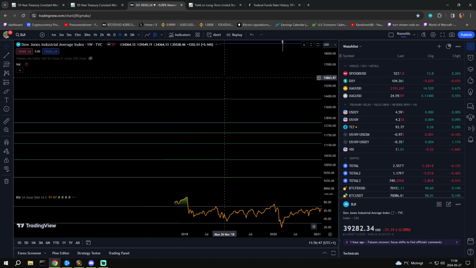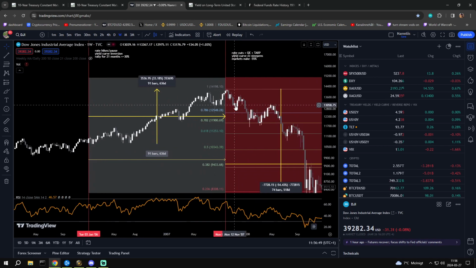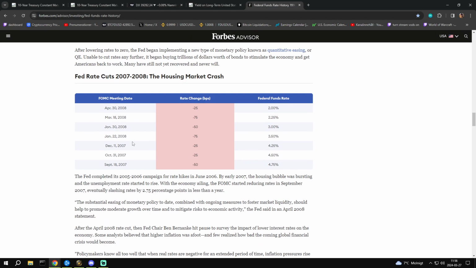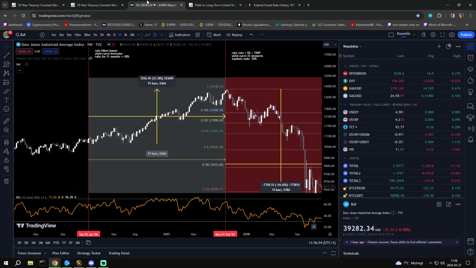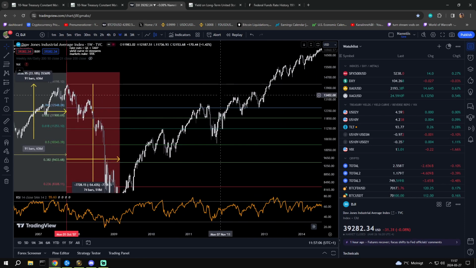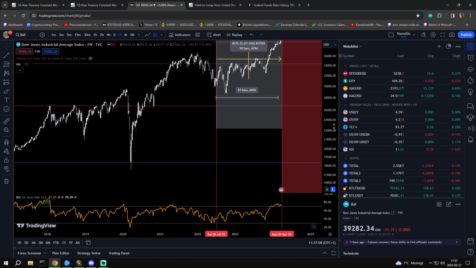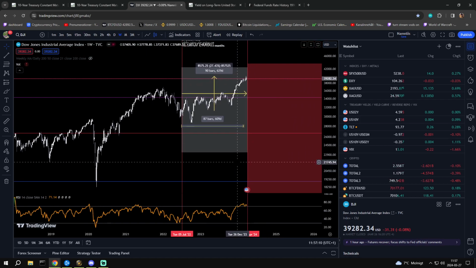Because again, if we go back to how 2008 played out, the rate cut came here, September 18th, 2007. That was right here. The market still went up a bit. You see? The market still went up a bit. But then it fell over. So it's my personal belief that when the rate cuts arrive, that's not going to be good.